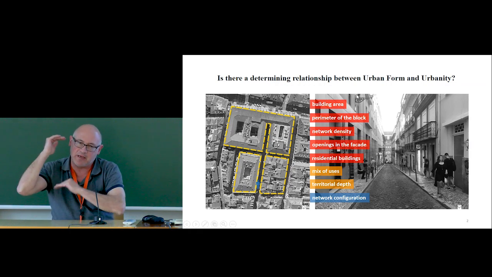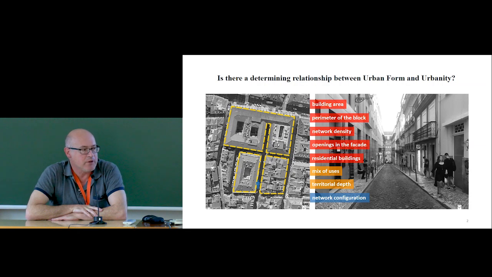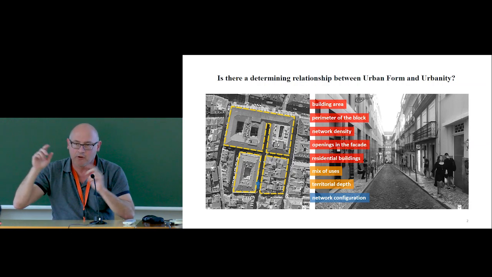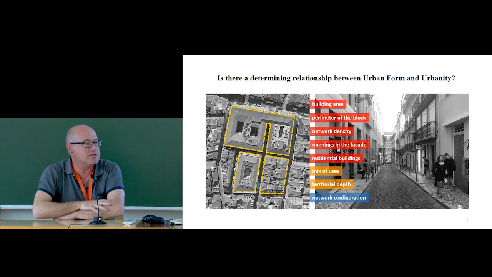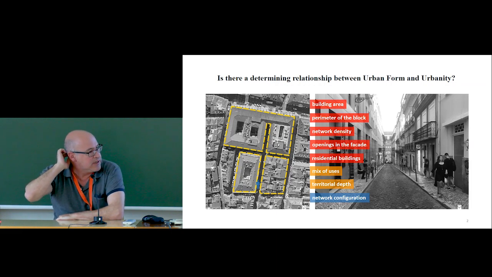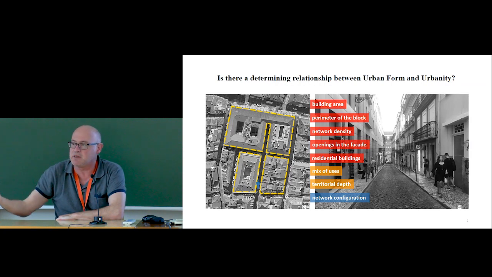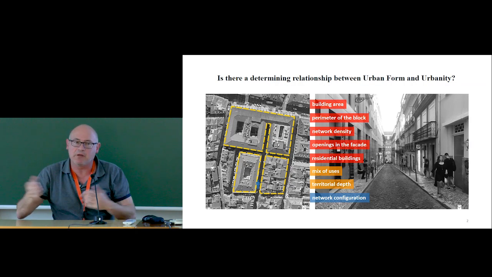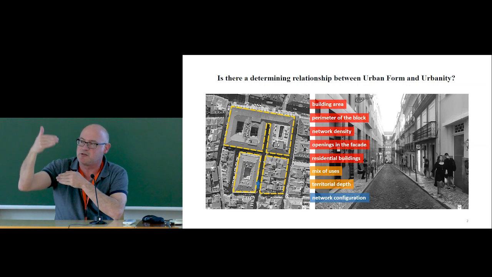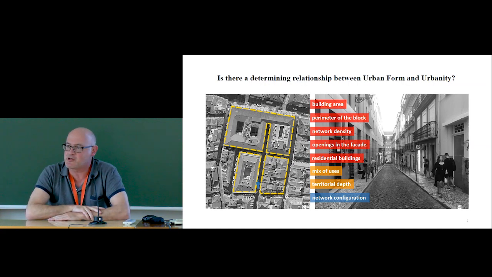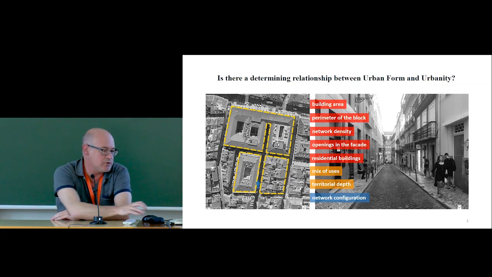And at a certain point, we selected a set of topics to work on related with urban qualities, things that we could measure, that are related to urban form and can be used to understand if we are reaching a certain level of urbanity or not. And we talked about building area, so the dimensions of buildings, perimeter of blocks, network density, openings in the facade, the percentage of residential buildings in certain areas, the mix of uses, how does it play a role in defining this urbanity? Territorial depth, meaning barriers towards doors, things that we find in modernist structures that usually we don't find in traditional cities. And obviously also the network configuration, what was the role of that?